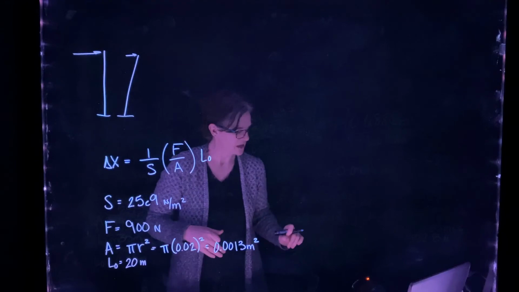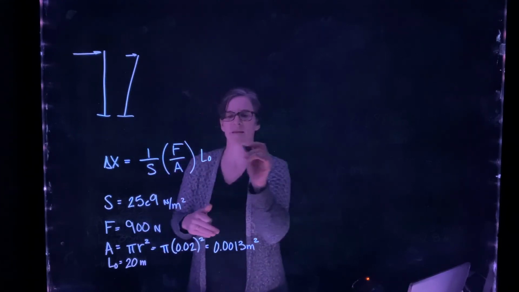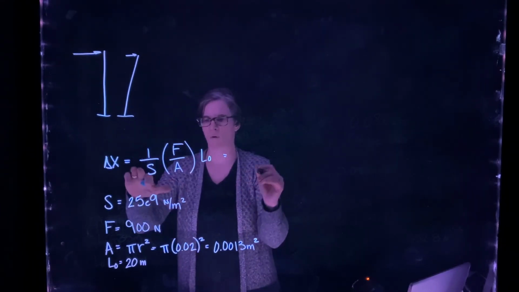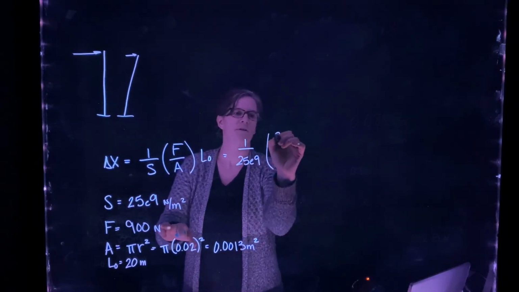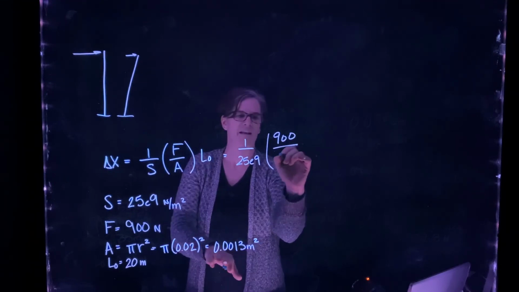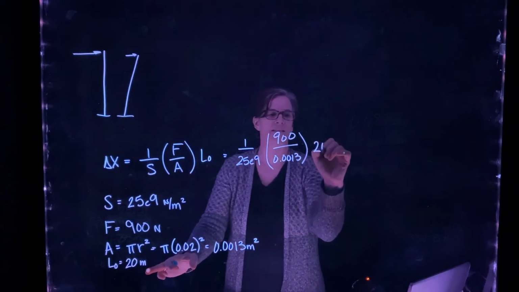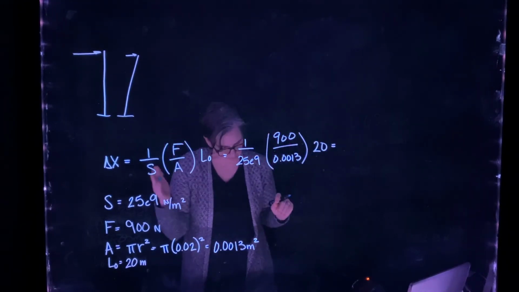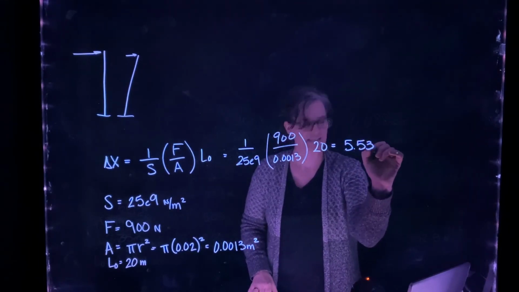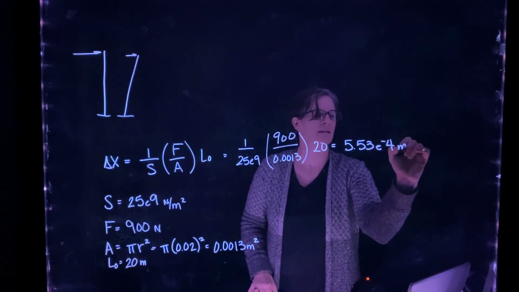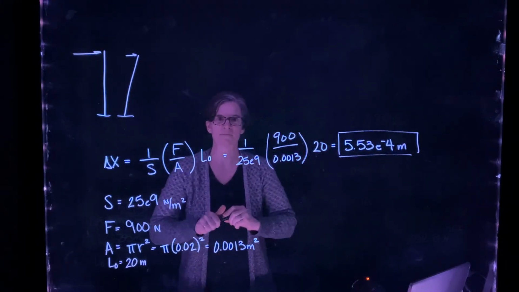All right. So let's use that information to solve for our displacement in the flex of that pole. So we have 1 over 25 times 10 to the 9th, times the force of 900 newtons over an area of 0.0013, times our 20 meters. So we get a displacement of flexing of 5.53 times 10 to the negative 4 meters. So 0.5 millimeters of flex with that force.